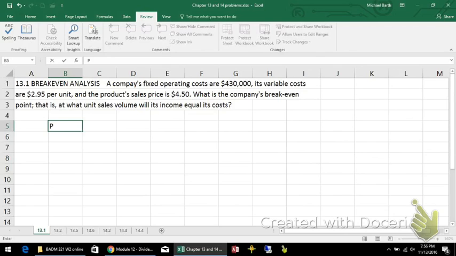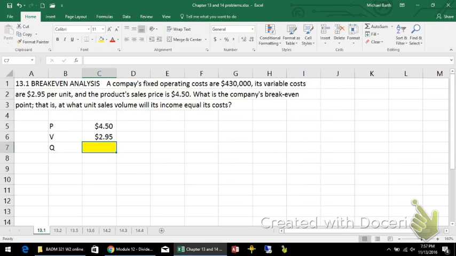let's identify some algebra terms. P for the price is $4.50. V is the variable cost per unit, and that's $2.95. Q would be what we're solving for, and that's the number of units that we have to sell at $4.50 to be able to pay these fixed costs, which come out to $430,000.